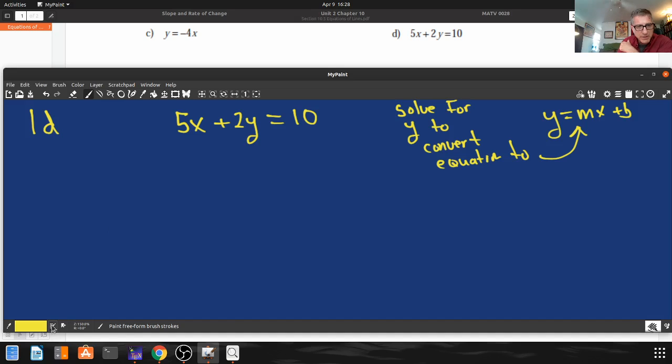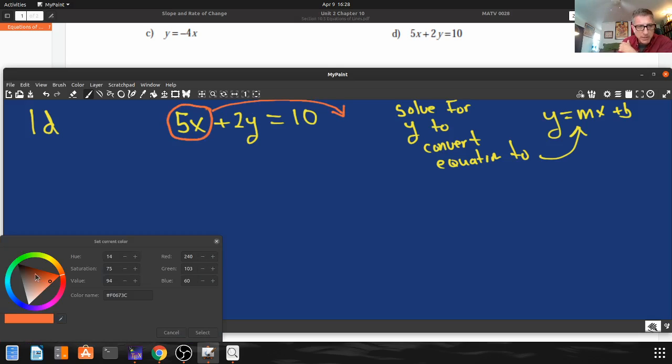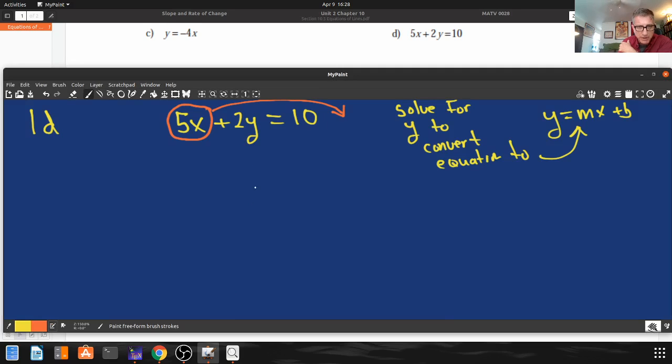So the first thing I'm going to do is I want to isolate y by itself. So I'm going to take this 5x here and I'm going to move it to the other side. And when I do so, it becomes negative. That's the price you have to pay.